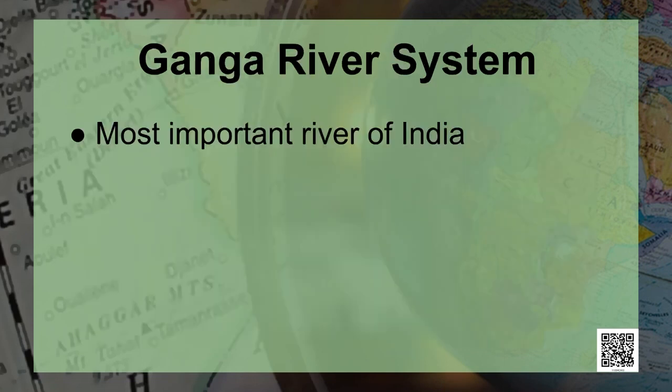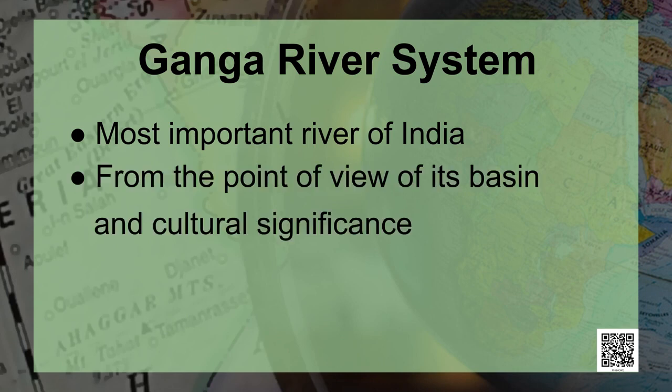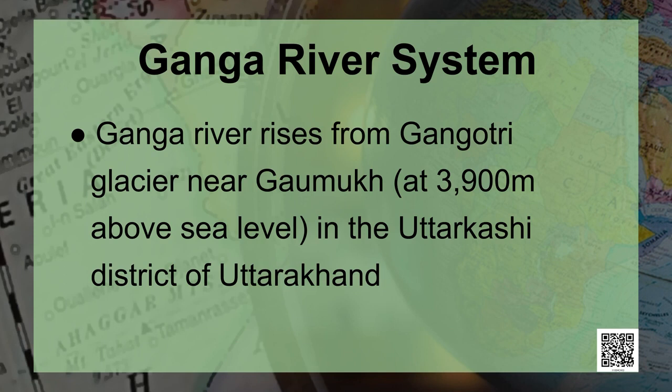It is the most important river of India, both from the point of view of its basin and cultural significance that it has. Many of the densely populated places are located on the banks of this river. It rises in the Gangotri glacier near Gomukh at 3,900 meters above sea level in the Uttarkashi district of Uttarakhand. Here it is known as the Bhagirathi.